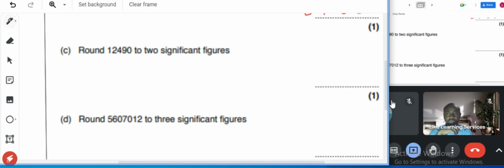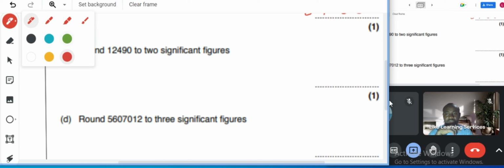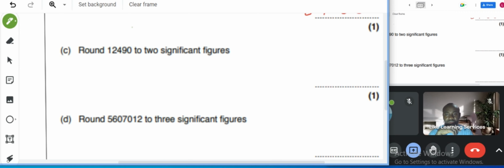Round 4,490 to 2 significant figures. Okay, 2 significant figures will be at where? Digit 1 is 1 significant figure. Digit 2 is 2 significant figures, isn't it? Yeah. So we stop at 2.